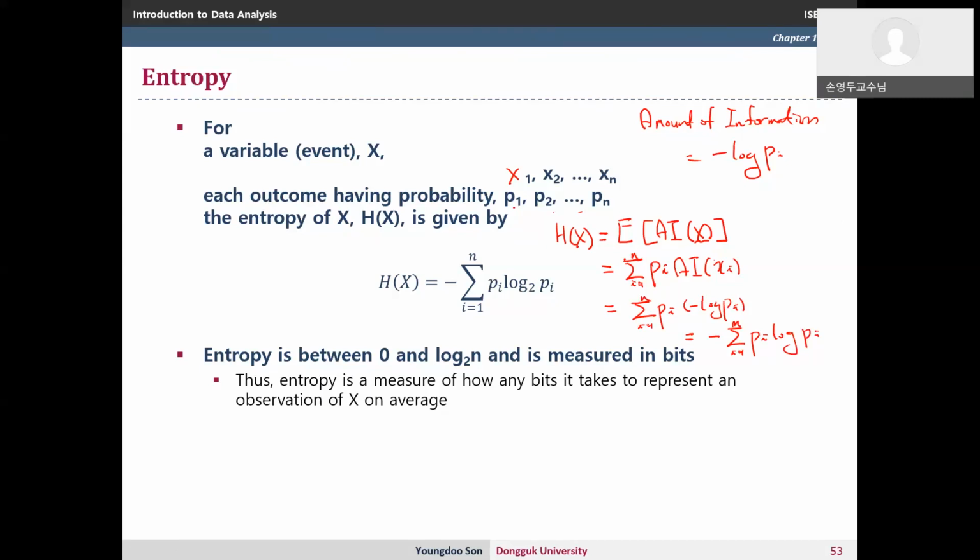So the entropy can be considered as the expected information that we can get from the result of this event. Okay.